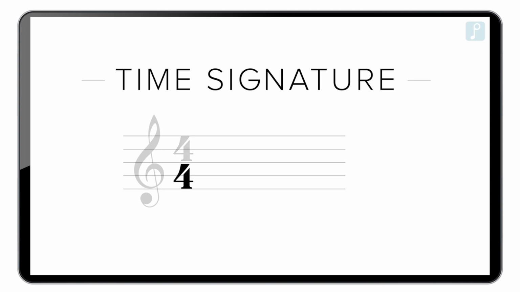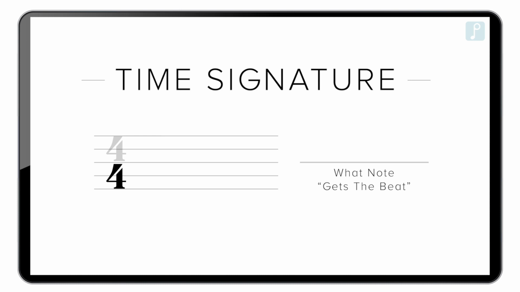The bottom number in the time signature is the note that gets the beat. When you see a 4 on the bottom, that tells you that the quarter note gets the beat. How do we know it's a quarter note? Well, remember, a time signature is a fraction, and if you put a 1 on top of the fraction, you now have 1 over 4, or 1/4, thus representing a quarter note. So again, when you see a 4 in the denominator of the fraction, you know that the quarter note gets the beat.